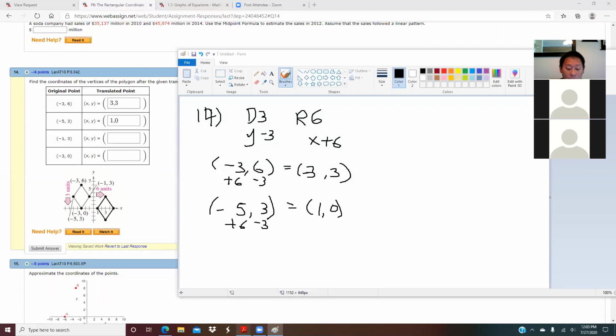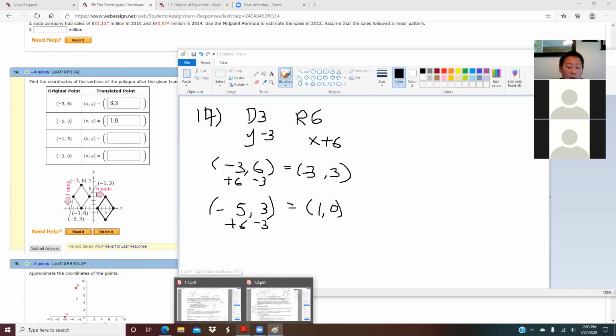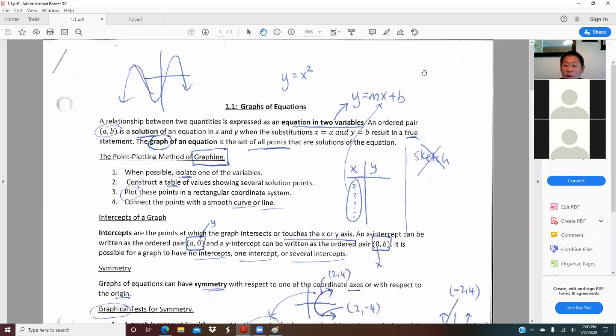Okay. Anyone have any more questions? Anyone have any questions besides this P6 number 14? If you don't, we will start chapter 1.1 today. 1.1 is where we talk about graphs of equations. On your online homework, I also need to teach you how to graph these equations because it's something you guys need to learn.